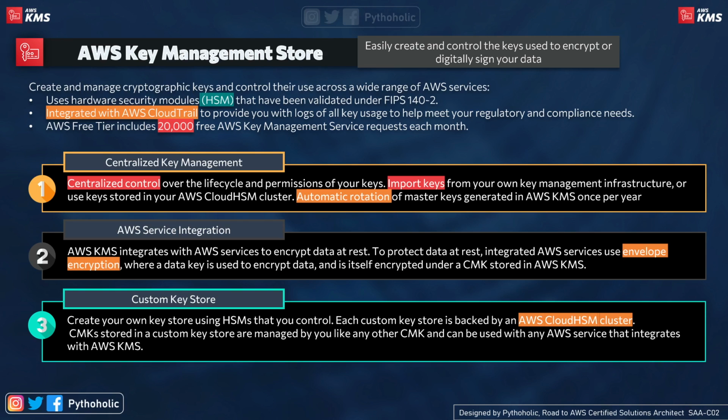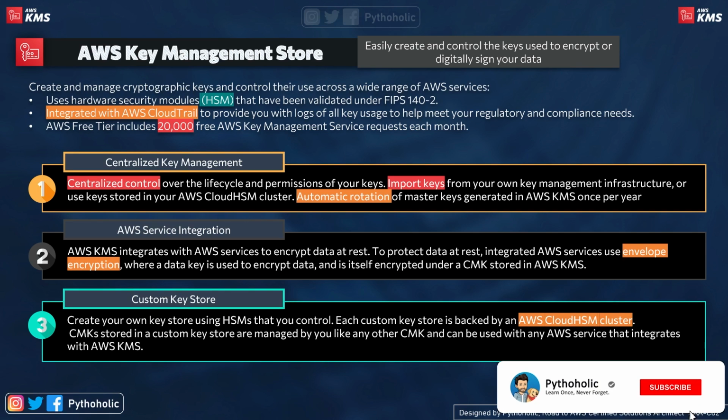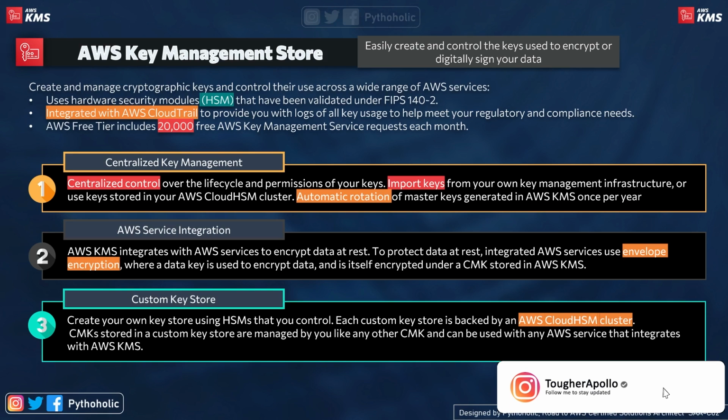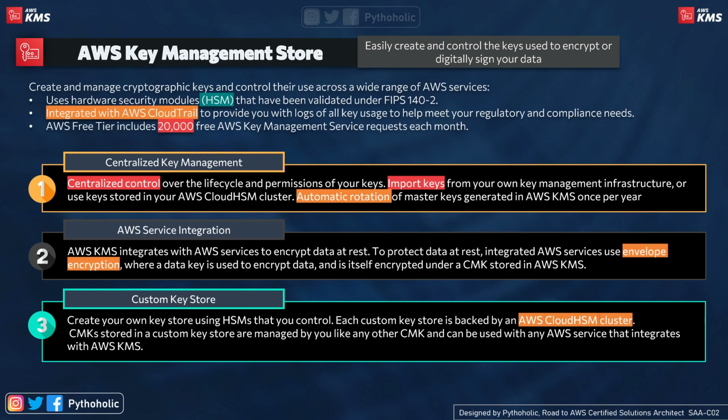The third one is custom key store. In KMS, you can have your own custom key store, which will be backed by a hardware security module to provide you the level of security that you need. Whatever CMKs are stored in the custom key store are managed by you like other CMKs and can be used with any AWS service that integrates with AWS KMS. So rather than using AWS default key stores, you can create your own custom key stores and create your CMKs inside that as well.